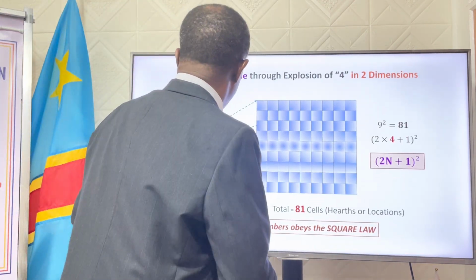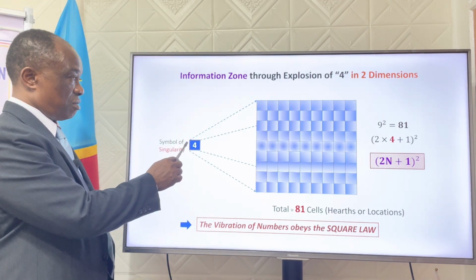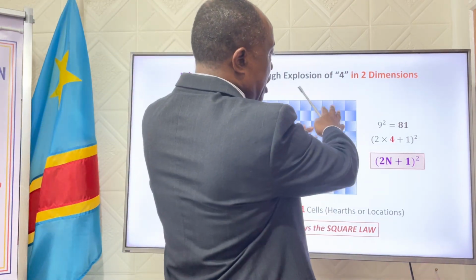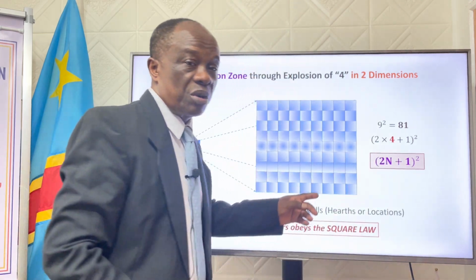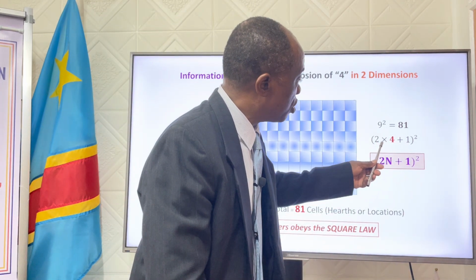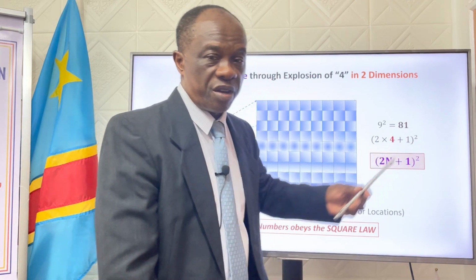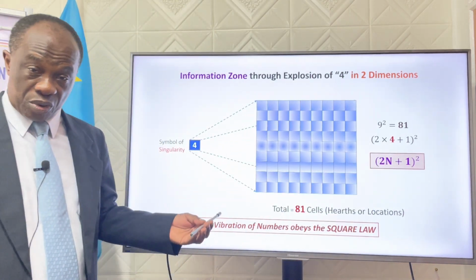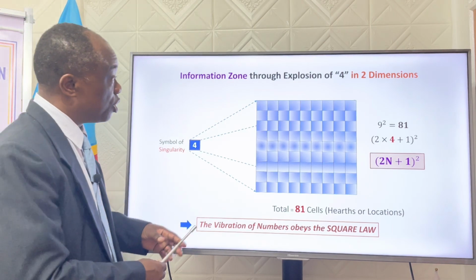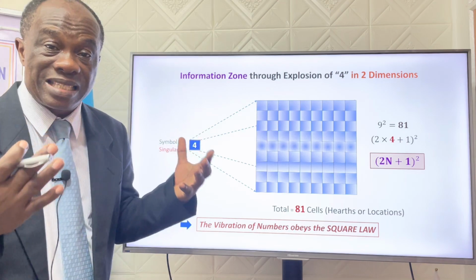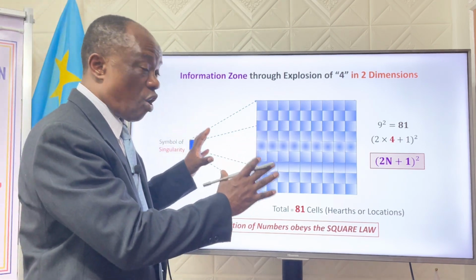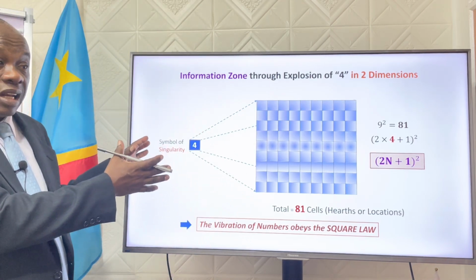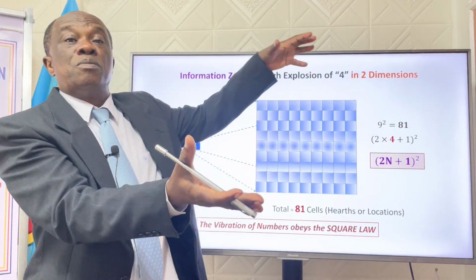Here is the formula. So number 4 explodes, then it will occupy 81 locations. And to calculate that, you have to get 2 times 4 plus 1 squared. 2n plus 1 squared. Simple as that. That's how we have maximized our use of number 4. So from now on, number 4 can give us 81 possibilities.